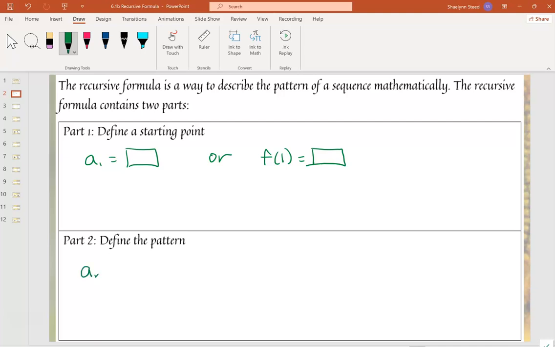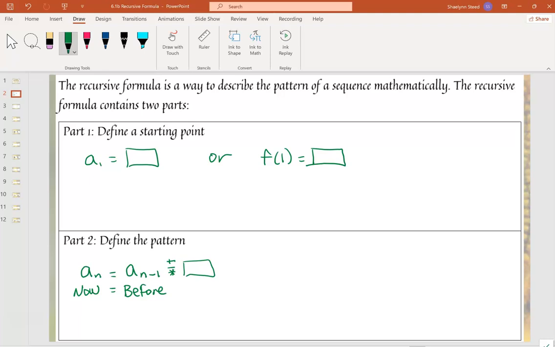Then you are going to define the pattern. So this would be a sub n, meaning now, equals, and then we're going to say a sub n minus 1. So before, literally the number before. And then whatever your pattern is. It could be plus, it could be minus, it could be times, it could be a fraction, you could have some more exciting pattern happening. But you're going to have that and then whatever you are doing there.